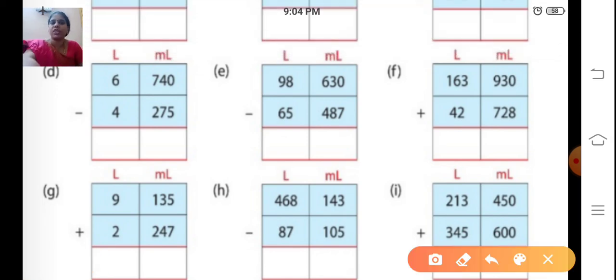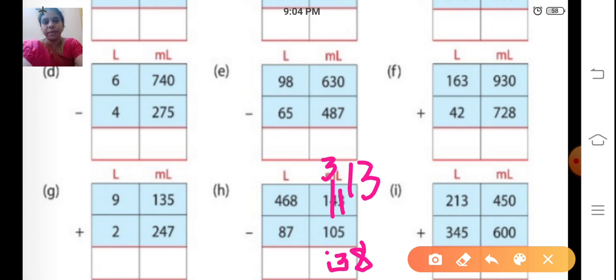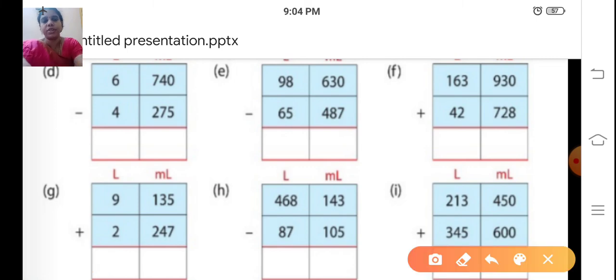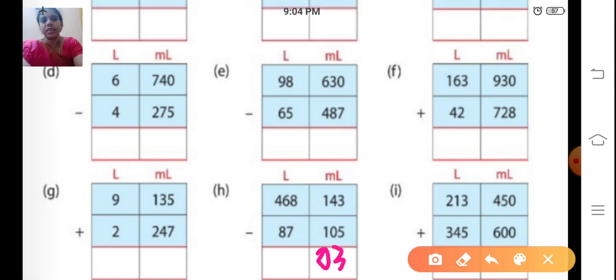First you have to subtract 3 minus 5. That is not possible, so borrow. 13 minus 5, after 5, 6, 7, 8, 9, 10, 11, 12, 13. So write down 8 here. 13 minus 5 is 8. So this will become 3. 3 minus 0 is 3. Then 1 minus 1, 0. So write down 0, 3, 8.